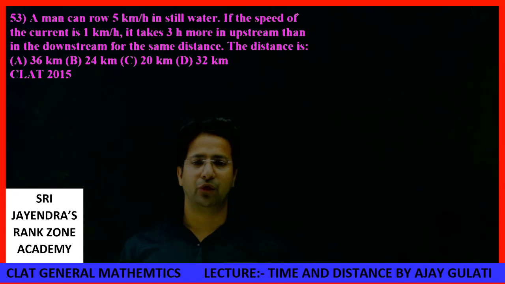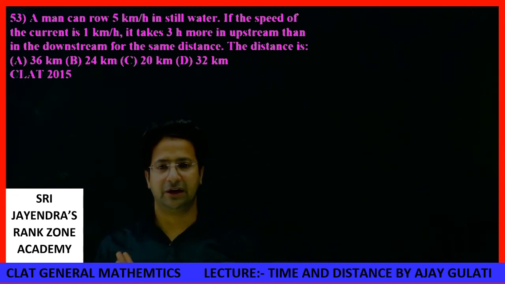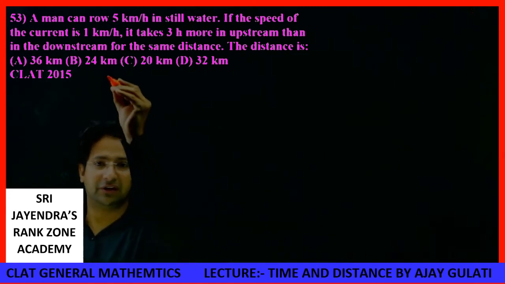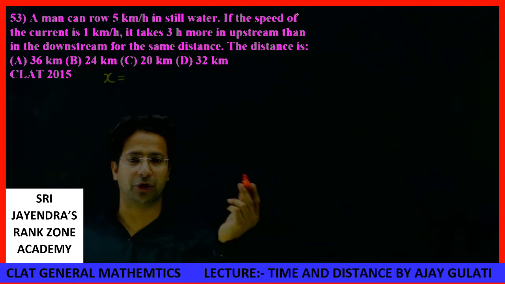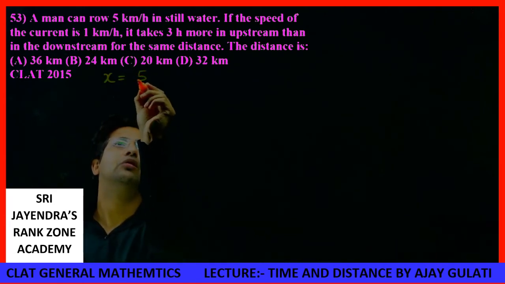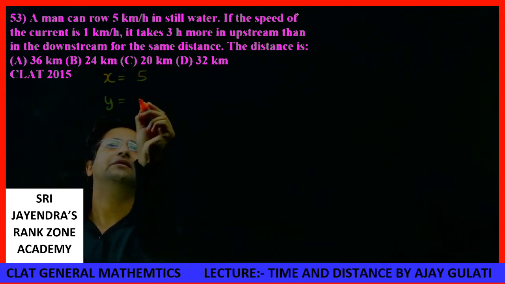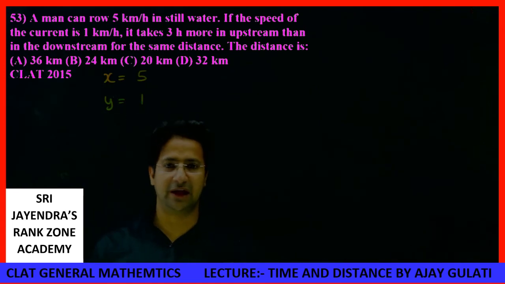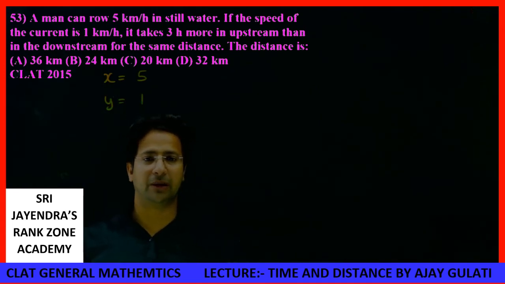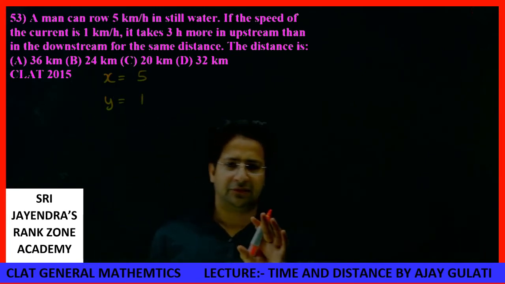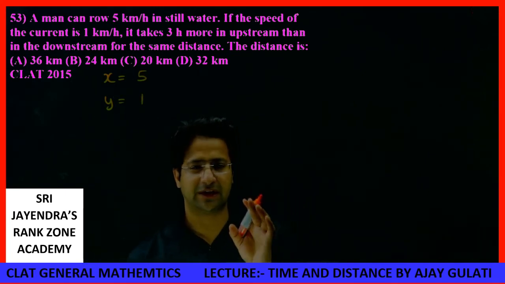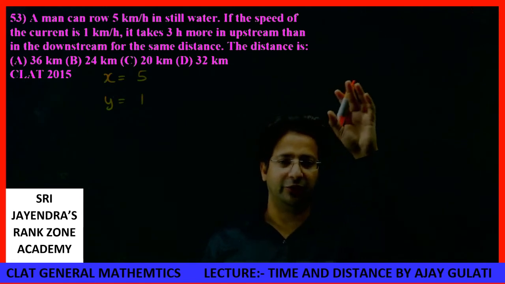A man can row 5 km in still water, and the speed of the current is 1 km. See, students, what is given to us? First of all, man's speed. What is the speed of the boat or man? This is x. This is equal to 5. The speed of the stream is given as 1. This is 1. It takes 3 hours more in upstream than in the downstream for the same distance. The distance is, students, this might be a bit difficult question, but I've already told you a very easy solution for these sort of questions.